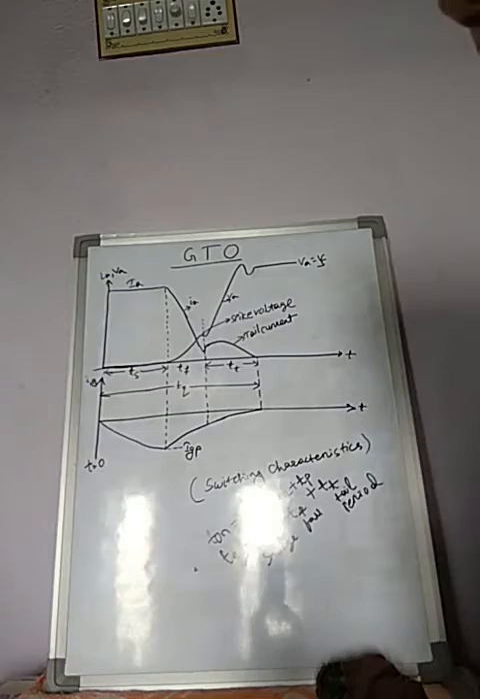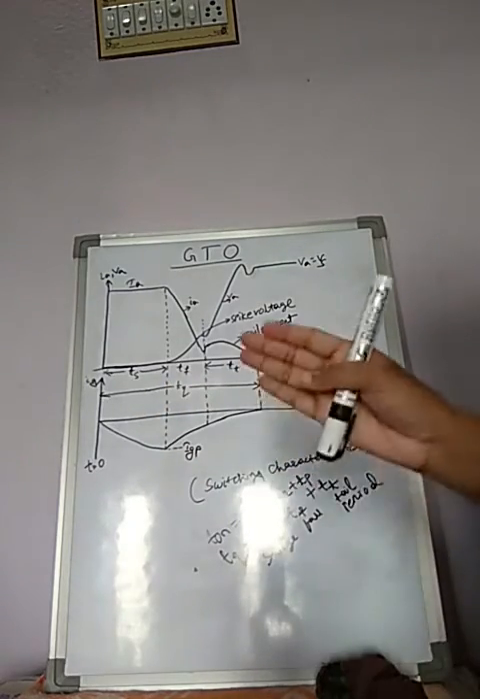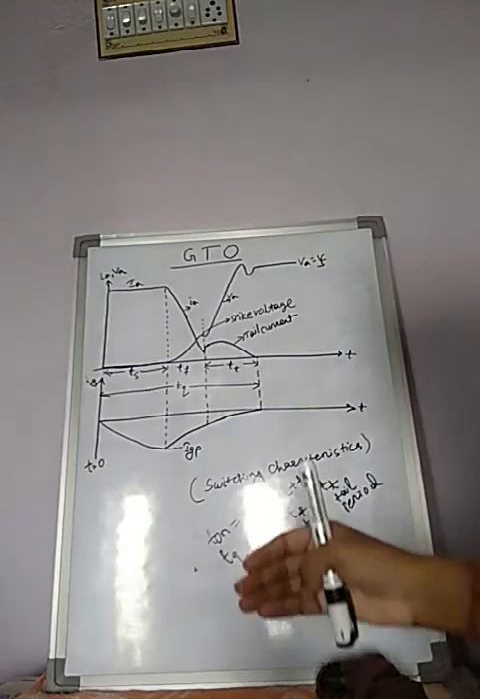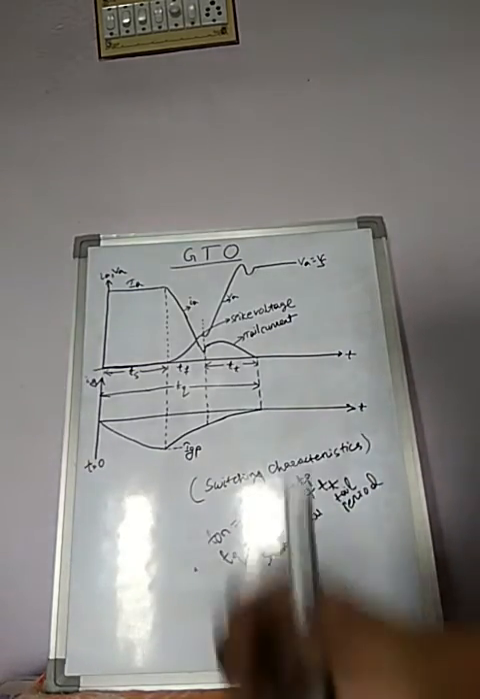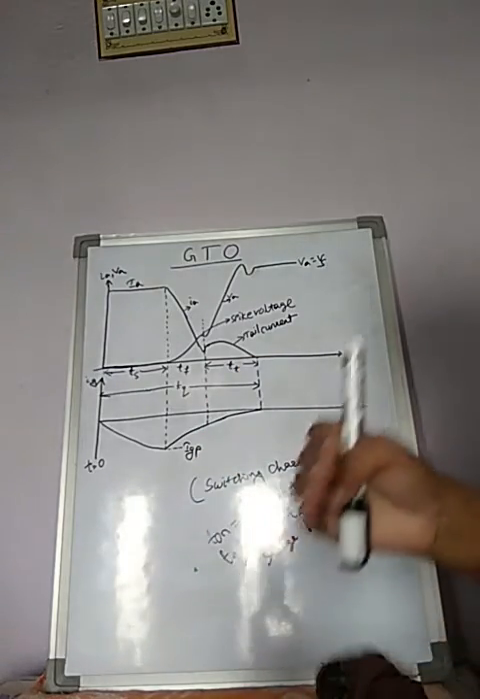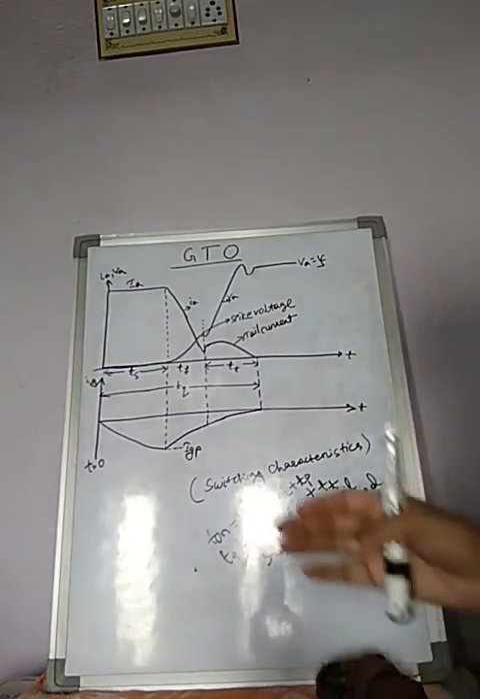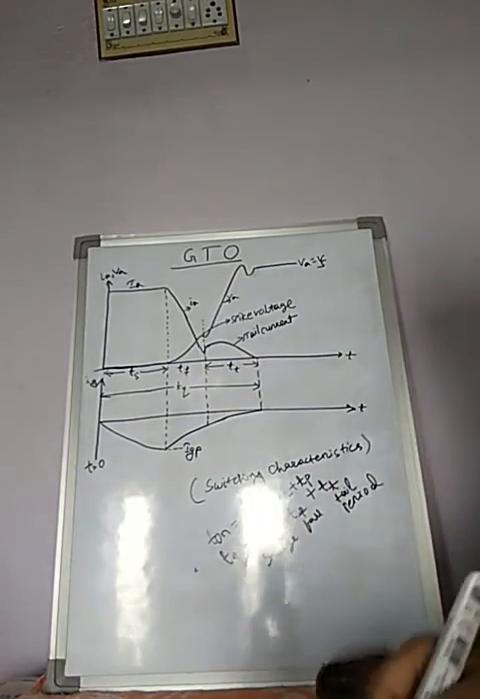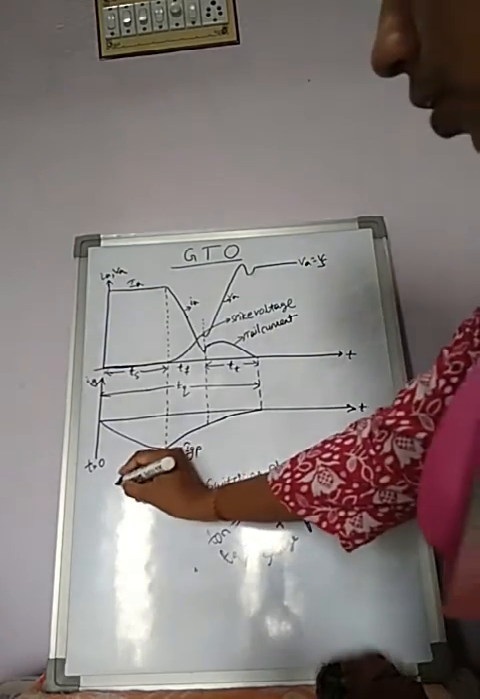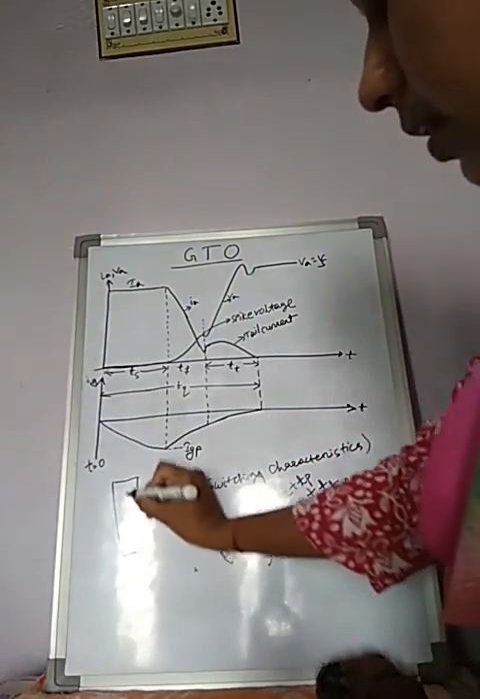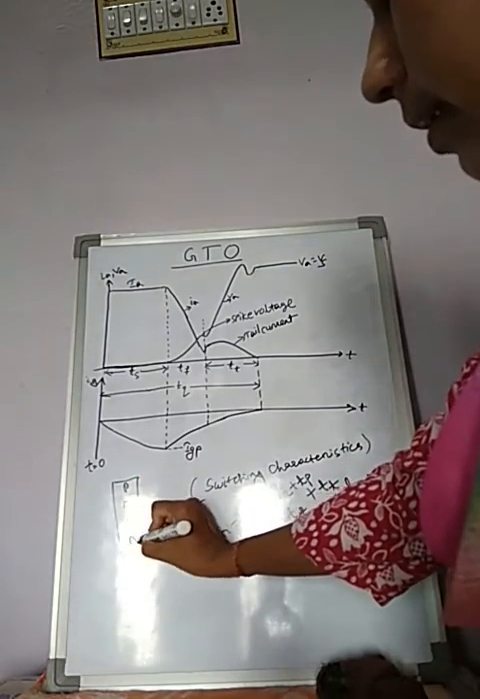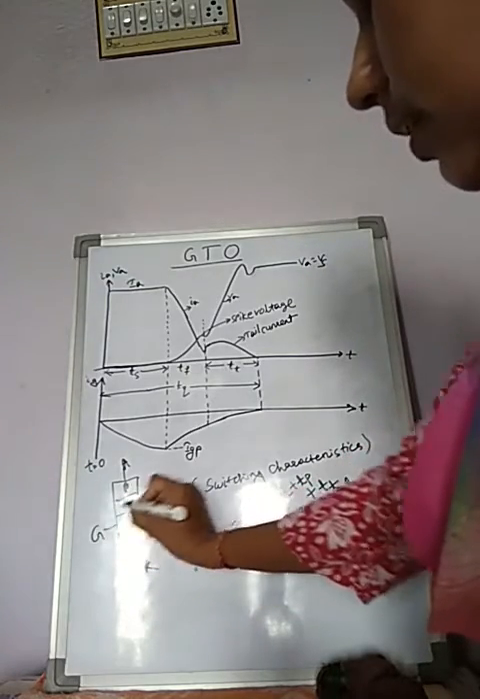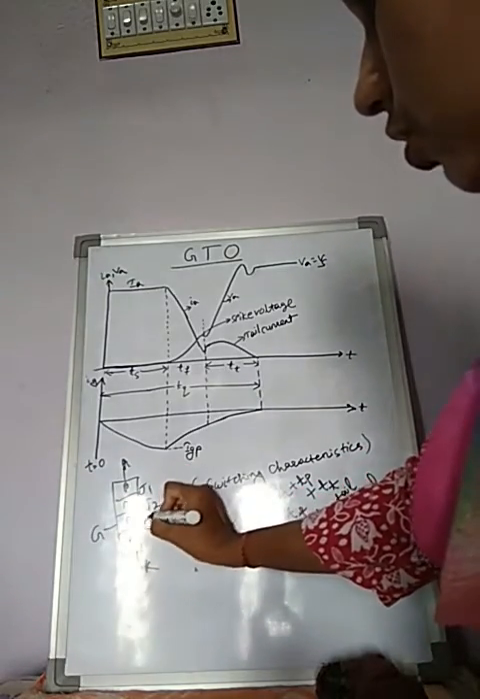Okay, so during TS what happens? The extra charges, that means the holes in the P base, are removed by negative gate current and the center junction comes out of saturation. That means during this TS time, the excess charges... see, this is the layer diagram, this is PN, anode, this is cathode, this is gate, this is J1 junction, J2 junction, J3 junction.